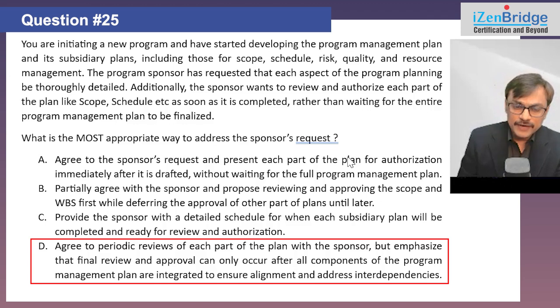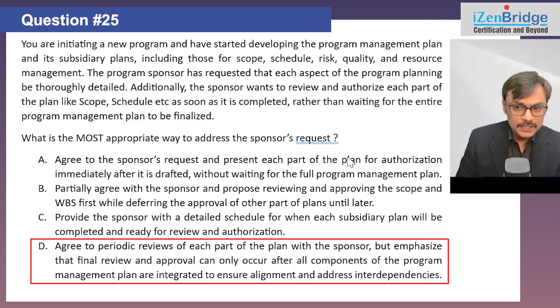But emphasize that final review and approval may only occur after all components of the program management plans are integrated to ensure alignment and address interdependencies. Great. So in my view, A and C are clearly out. B and D are something which we need to think about.